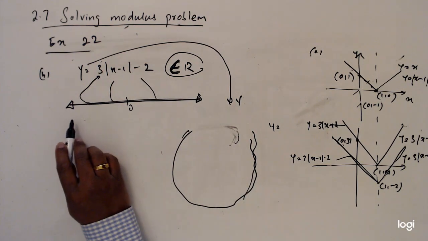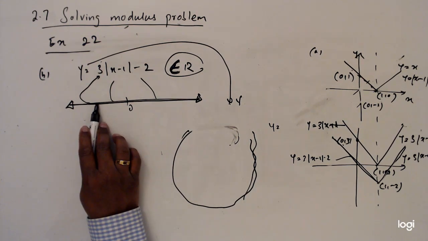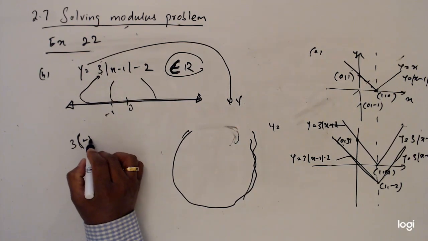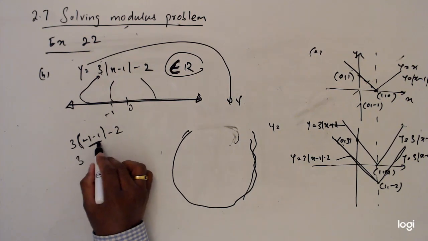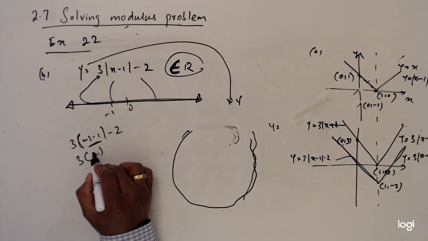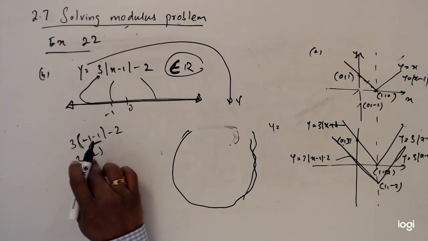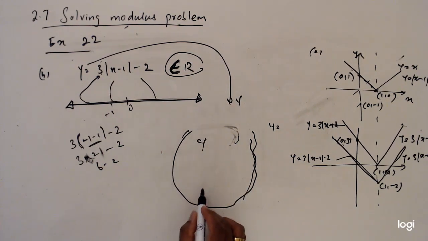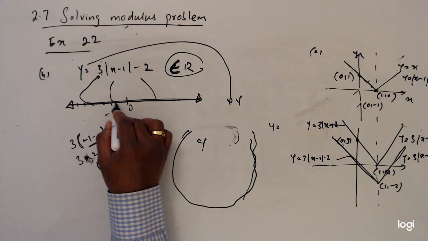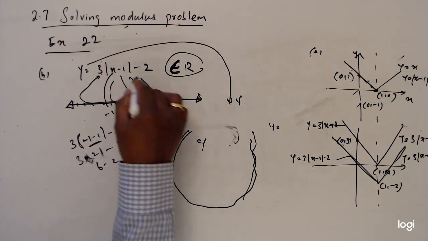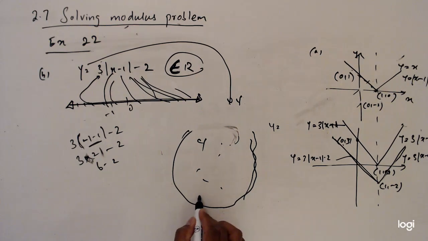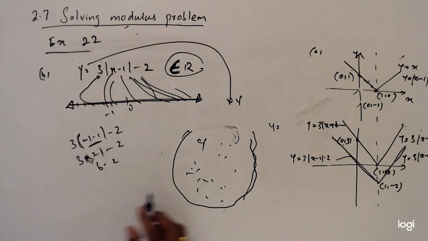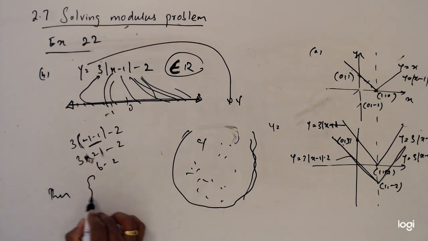So if we put minus one value, so 3 times minus 1, minus 1, minus 2, 3 times this becomes positive 2, minus 2. When you take the mod out it becomes positive, 3 times 2, minus 2, so 6 minus 2, 4. So likewise, we have to put all the values and check all the values, and out of that, we have to write as a range, so range is all the values.